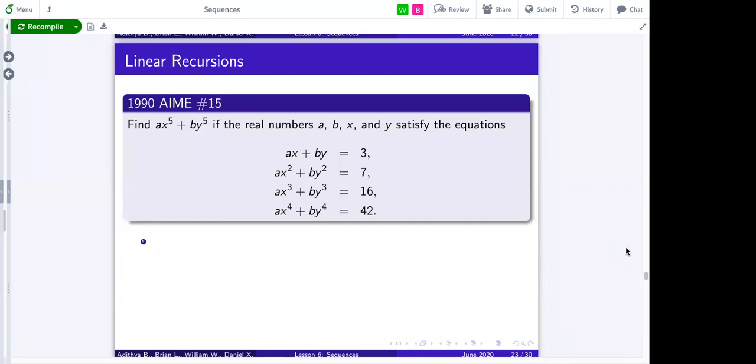If you recall, we actually saw this question before in a previous week, but this time we're going to be solving it in a different way. If you remember, last time we just used some algebraic manipulations that eventually got us to our desired expression. But this time we're going to be using linear recursions. So if you look at these equations, what do they look like?